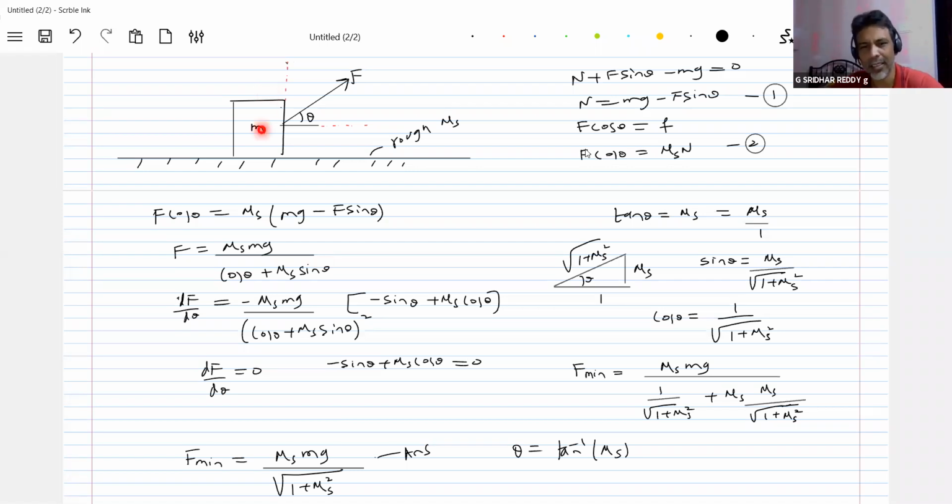Trying to analyze, there's a mathematics, we got the answer. If you pull the block horizontally, what is the minimum force you need? Mu s mg. But can I pull the block with a force less than mu s mg? Then I should pull the force at an angle theta with horizontal. And what is the theta? It should be made this much angle.